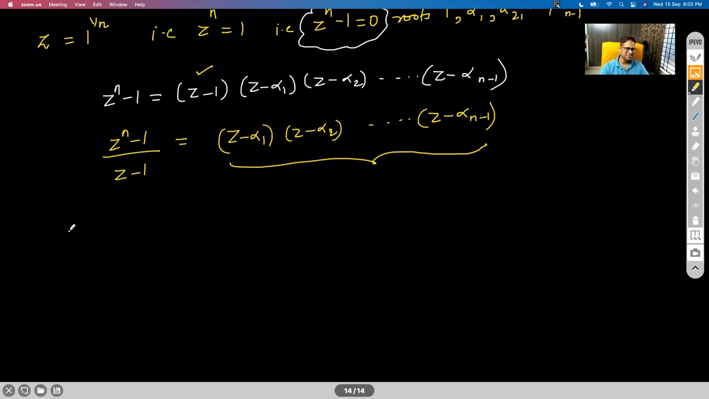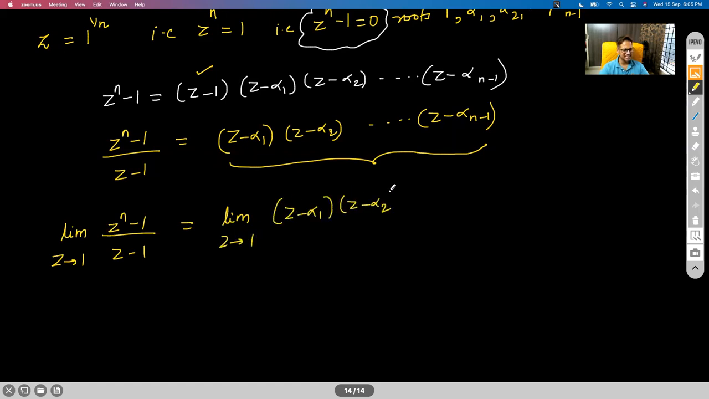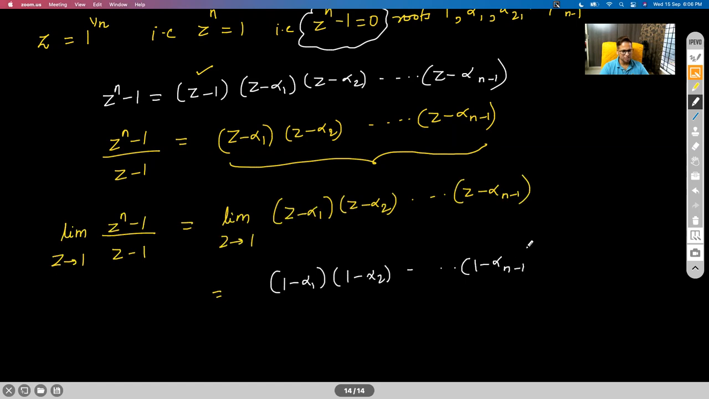But please note on the left side, you have to take a limiting case because you can't put z as 1. Here you can put your z as 1, that will not make any difference. Anyways, when you evaluate a limit for such cases, it's a case of substitution only. So if you put your z as 1, it becomes 1 minus alpha 1, 1 minus alpha 2. This itself has been asked in several competitive exams. And this is n, a to the power n minus 1, which is actually n, hence proved.